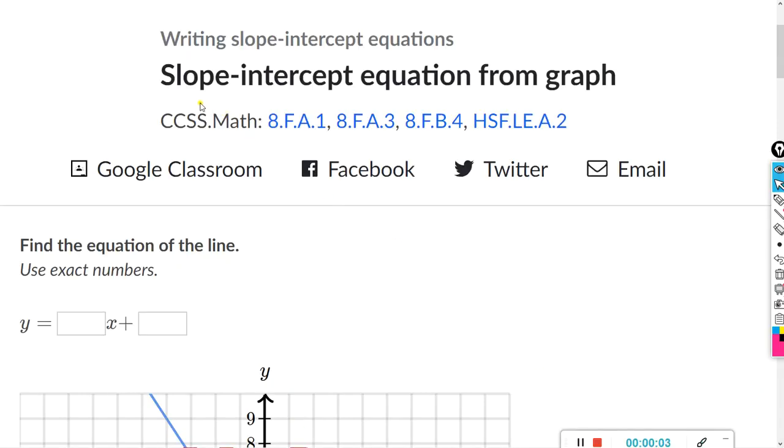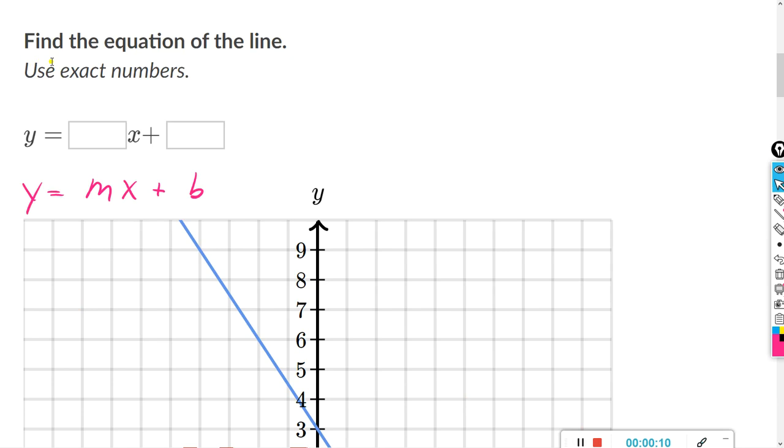This will be for the assignment slope-intercept equation from graph. So they want us to write the equation of the line, and this equation right here is in the form of y equals mx plus b. So the letter m represents the slope of the line, and the formula for slope is change in y divided by change in x. This triangle here is a Greek letter delta that represents change in.